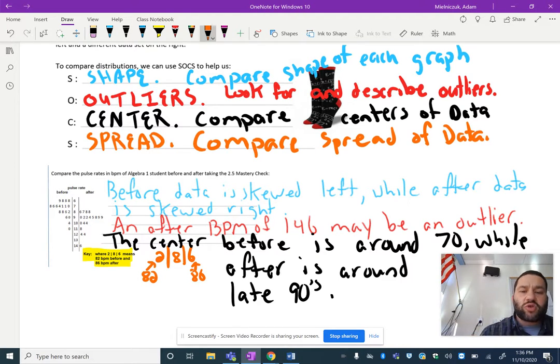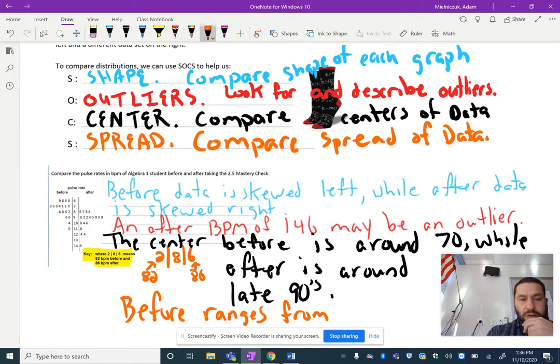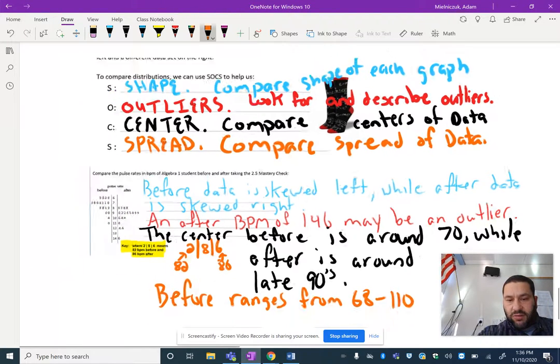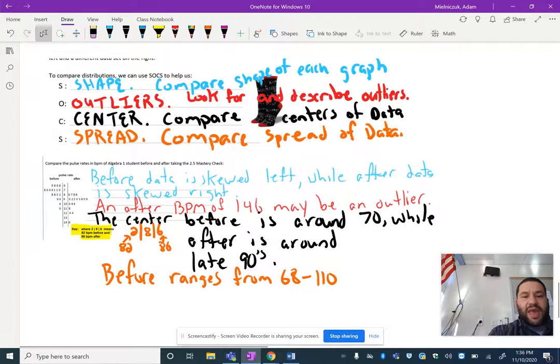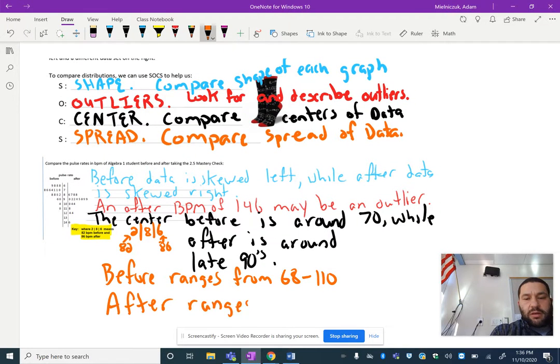And now let's talk about the spread. What would we say about the spread? We could say before ranges from 68 to 110. Let me create a little more room for myself. And then we could say after ranges from, what's the smallest one? 86 to that possible outlier of 146.